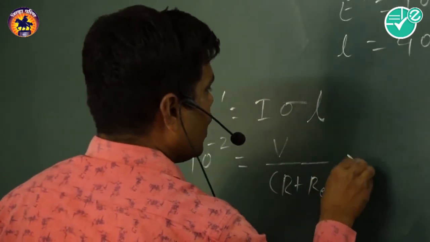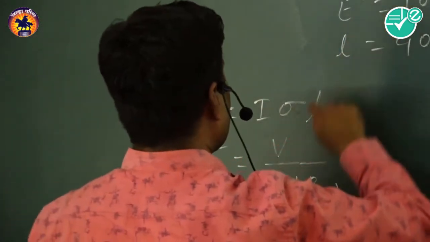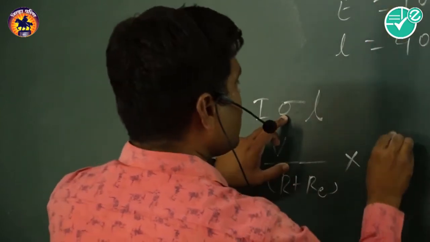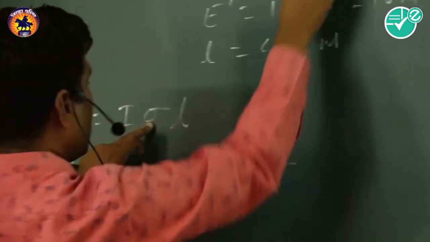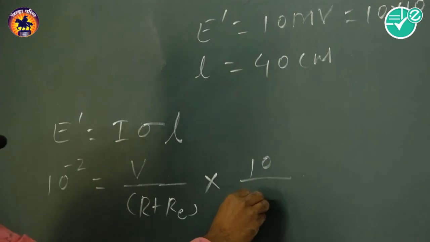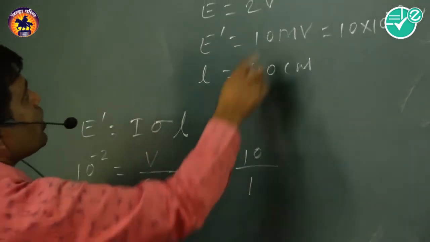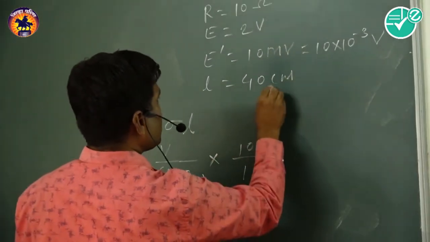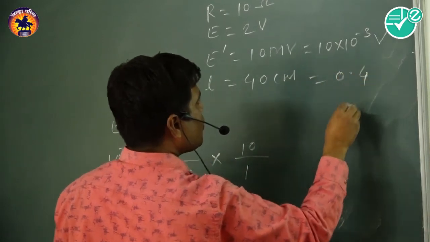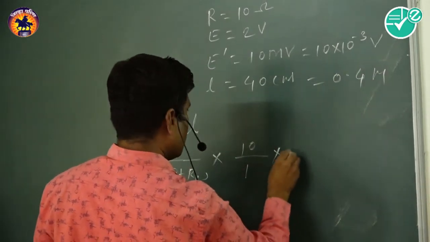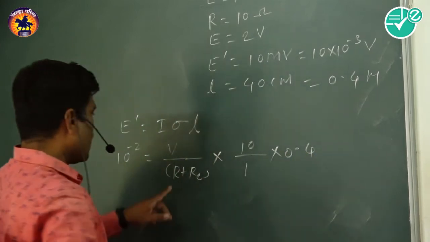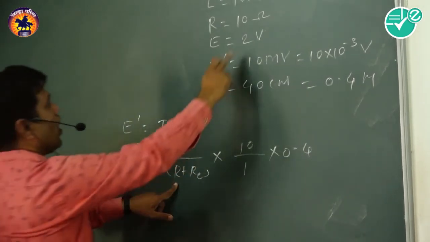Sigma is given here. Sigma means resistance per unit length. Resistance is 10 and length is 100 centimeter, or you can take it as 1 because it is 1 meter. And here L is 40 centimeter, which means 0.4 meter. And the resistance of wire is 10 ohm.